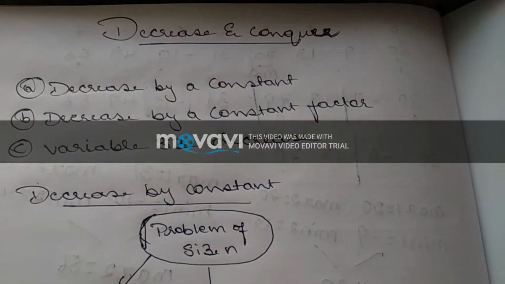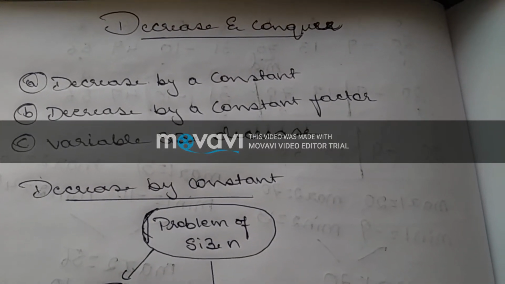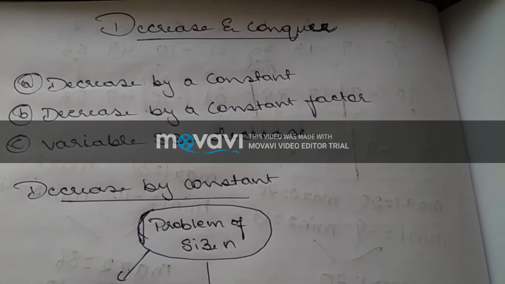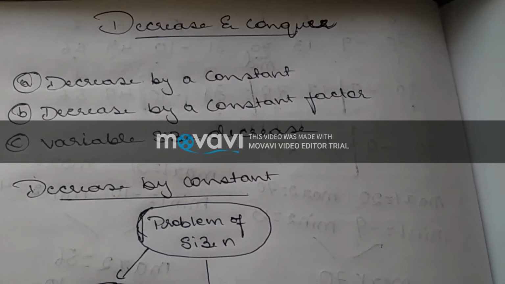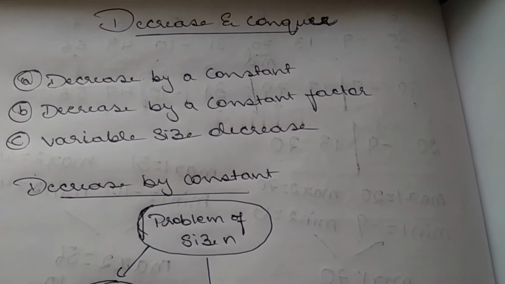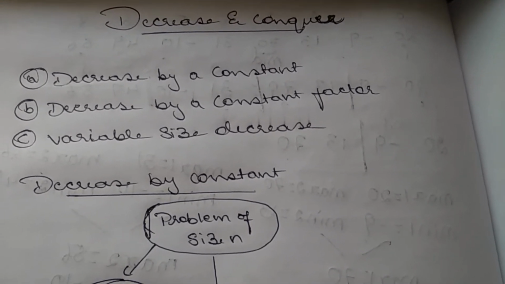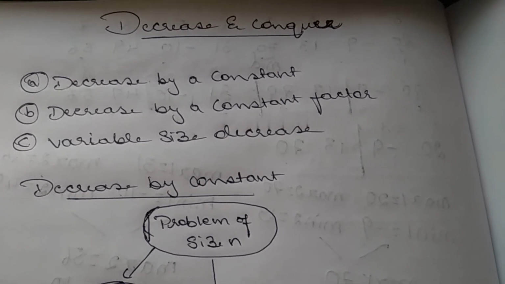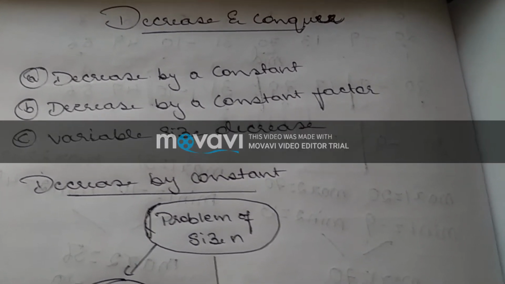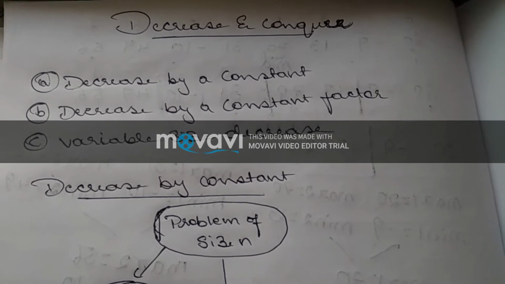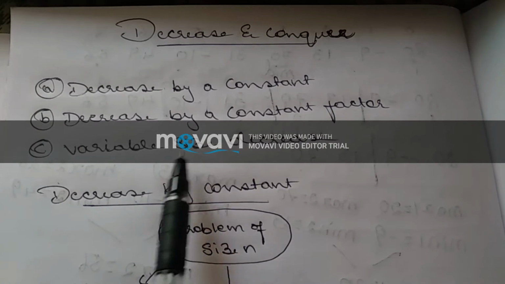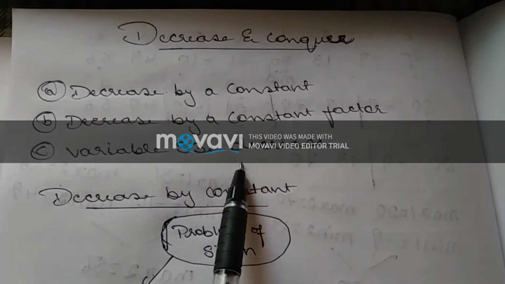Hello everyone. Till now we have seen one technique, that is your divide and conquer technique. Now the next technique we are going to see is decrease and conquer. In the name itself it is there, decrease and then conquer. Conquer is you have to get the solution. Decrease means you have to decrease the problem instance and then you have to get the solution. In this we have three different types, that is decrease by constant, decrease by constant factor and variable size decrease.